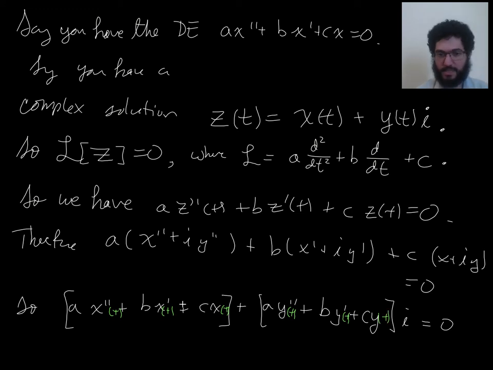But the idea is that I have this equals 0 for all t, for all time t, right? Because when the original equation was for all t, when we say z of t is a solution, we mean that the differential equation holds for all t when you plug in that function of t. So this equation here holds for all t, for all time. Now, when is a complex number 0?